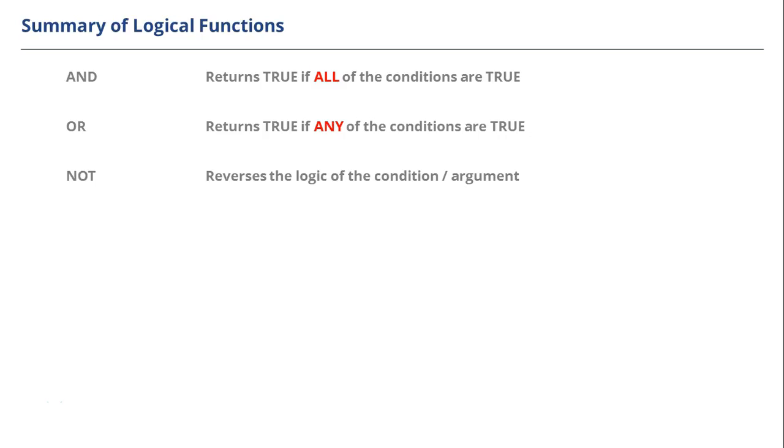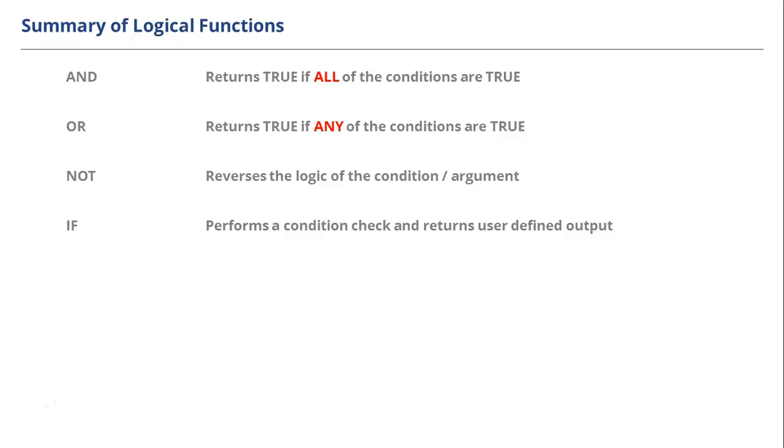The third logical function is the NOT function. This function returns a true if the condition is false, and it returns a false if the condition is true. The fourth and most important logical function is the IF statement. So far, we have seen logical functions that return either a true or a false. The IF statement is unique in this respect. It can return an output of your choice depending on whether the condition is true or false.